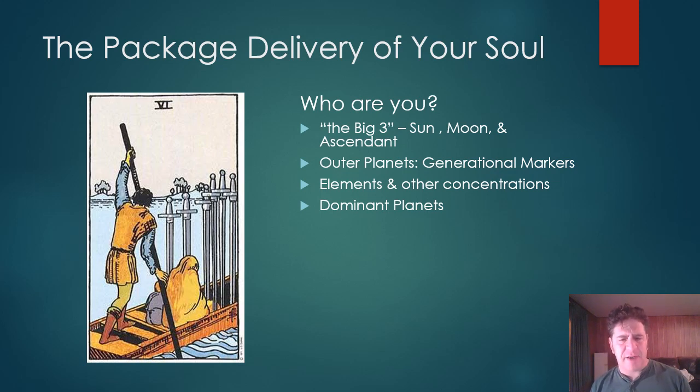Planets that are conjunct the big three. We learn about Gauquelin sectors. We also learn about final dispositors, those sort of terms that you might be familiar with. So I look at those sort of things as identifying who are you, or what are your package contents that you hold inside you that identify you as a person.